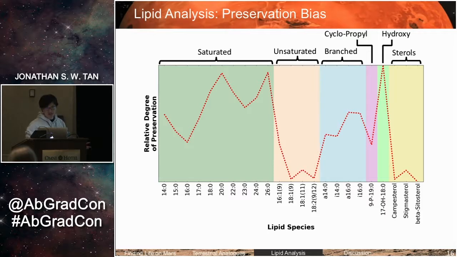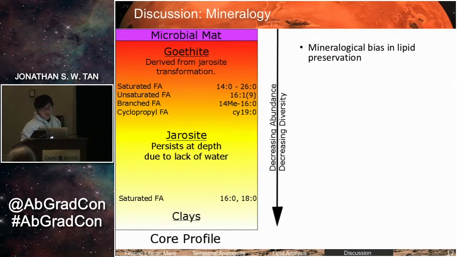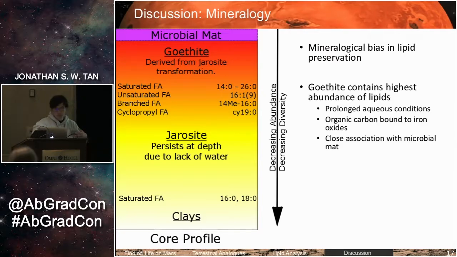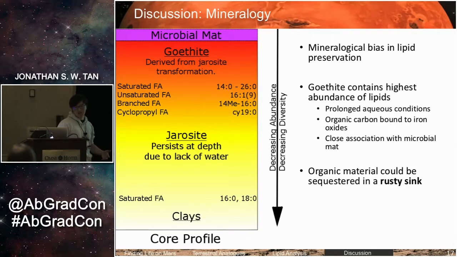So what other things could affect this preservation bias? Well, there appears to be a mineralogical bias, as we saw, because goethite possessed more fatty acids than did the clays. And that's really unusual. So there could be a number of reasons for this, right? The goethite contains more abundance and a higher diversity of lipids. But the implication of this is that organic material could be sequestered in what we call a rusty sink.